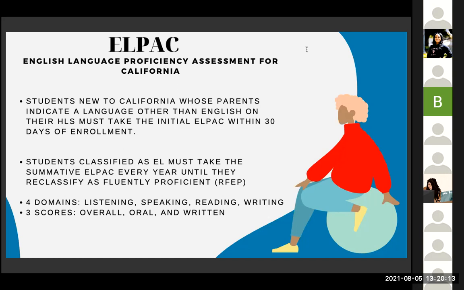And once they are considered an EL, they will also have to take a summative LPAC at the end of the year. They are tested on listening, speaking, reading, and writing, and there are 3 different types of scores you can get, which is your overall, and then an oral and a written.